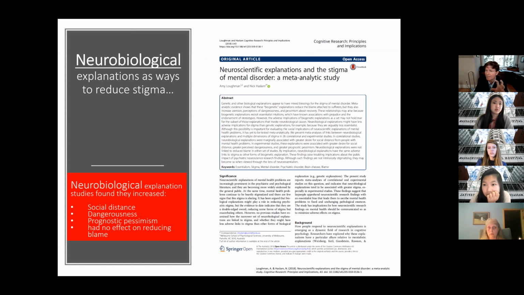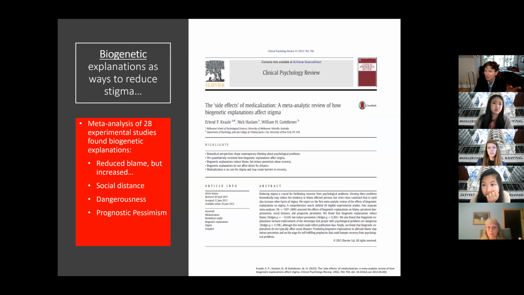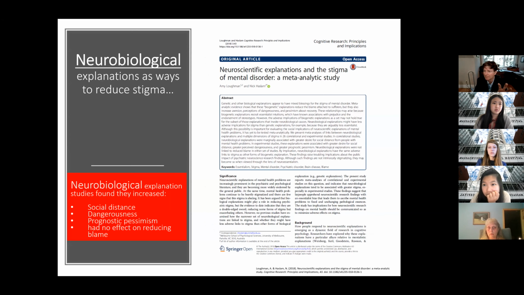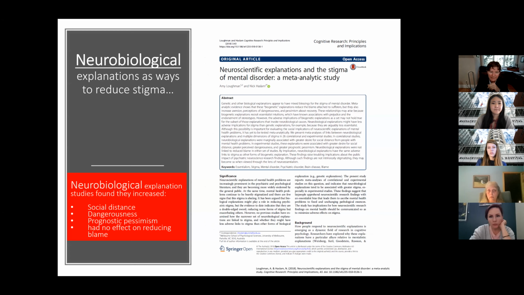What about neurobiological? Remember, this one is about cause, this one is about impact and controllability. What about if we emphasize the neurobiological aspects? Does that help? Well, it turns out, in this meta-analysis of the mental health field, they found that it had no effect on blame when the neurobiological emphasis was emphasized.